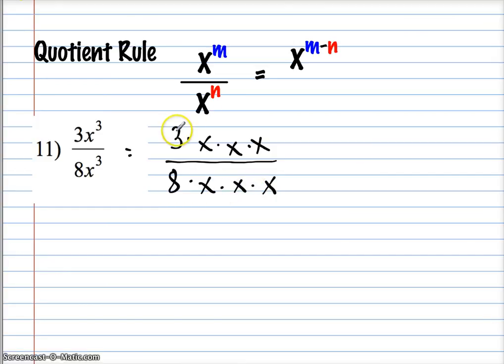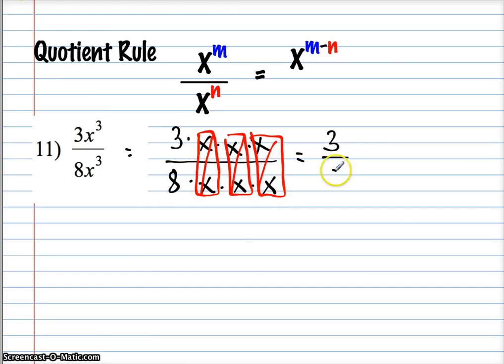So I can do the top minus the bottom. What that basically means is if I have a pair, they cancel out because they make a 1. So this makes a 1, they go away. This makes a 1, they go away. And this makes a 1, and they go away. I'm left with just 3 over 8. No more variables, okay? Because in this case, they all canceled out.